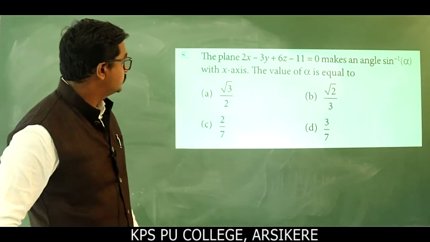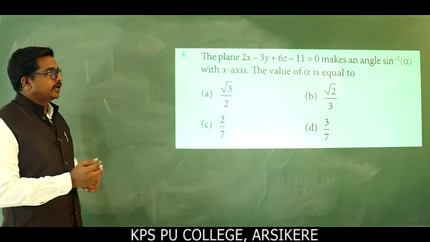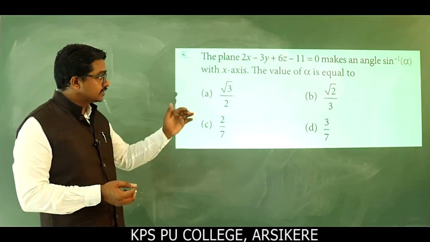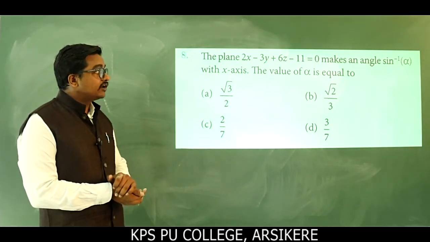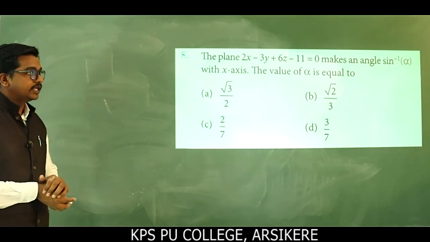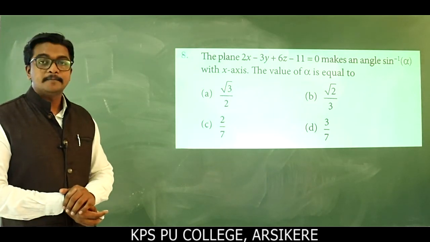So what is the next question? The plane 2x minus 3y plus 6z minus 11 is equal to 0 makes an angle sine inverse of alpha with x-axis. The value of alpha is equal to? You need to find the value of alpha here.